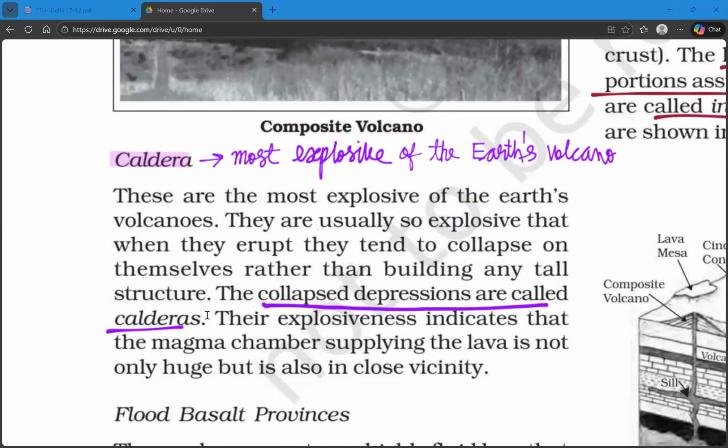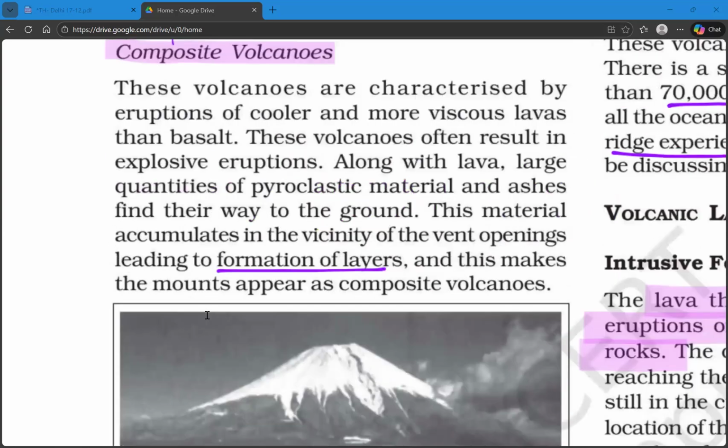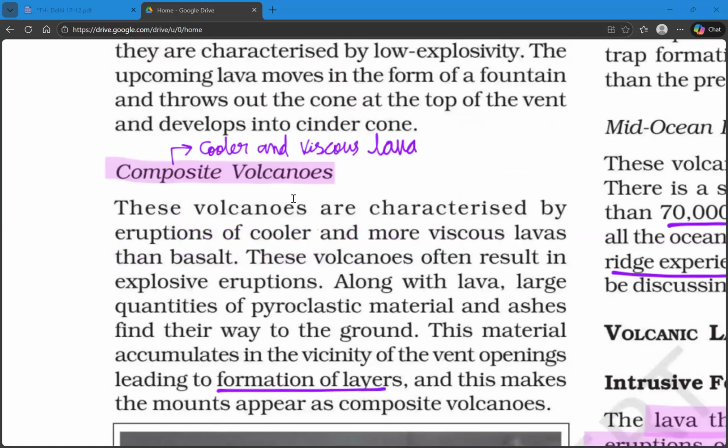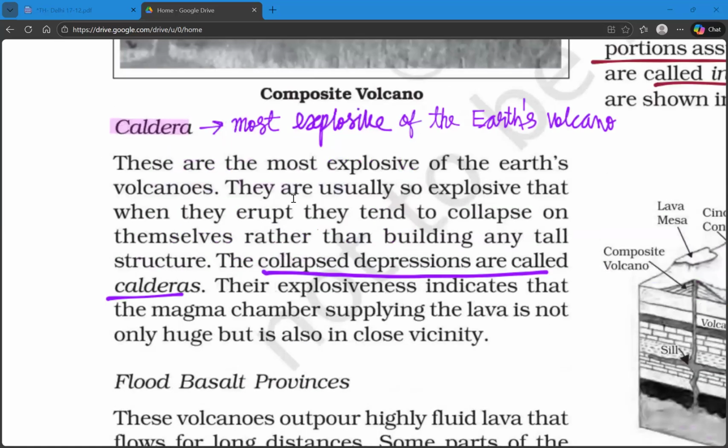We have seen one in shield volcanoes also, that is cinder cone. When does it happen? When any water gets into the vent, it becomes explosive, and the lava throws out the cone at the top of the vent and develops into a cinder cone. And this is the calderas.